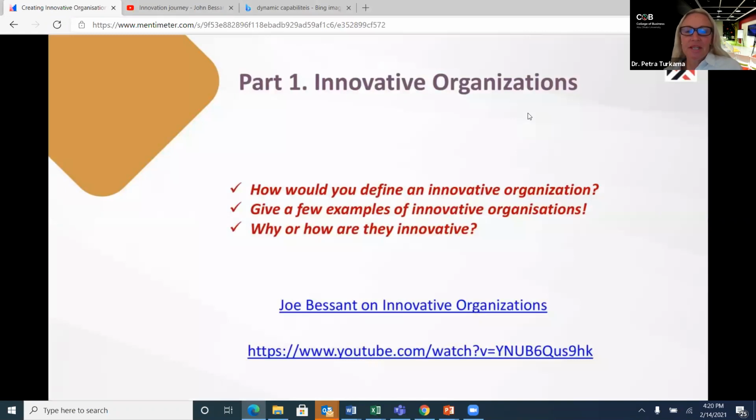All right, so this was what we discussed. How do you define innovative organization? And a couple of examples came up already. And why or how are they innovative?